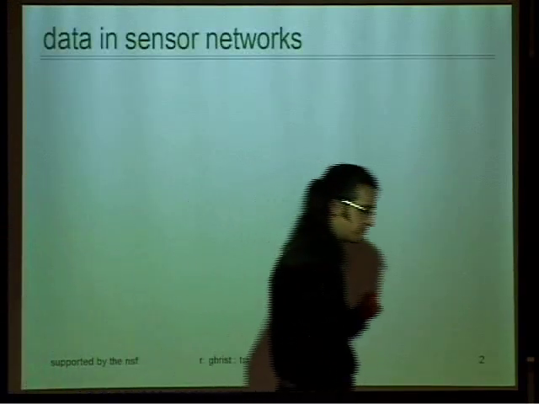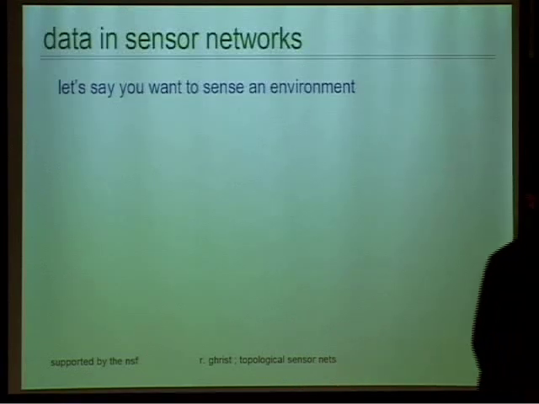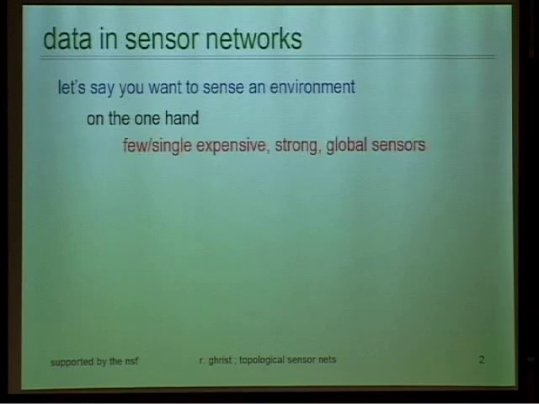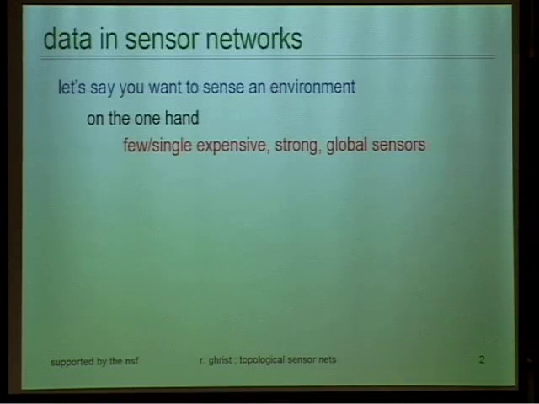So in particular, let's say that you've got an environment that you want to sense, you want to get information about an environment. There are different ways that you could go about doing this. On the one hand, and something that is very much done in many examples, is we develop some very sophisticated sensors. Say we get a camera and we take pictures of an environment. That's a very, very sophisticated sensor. You can't afford a lot of high quality cameras. And the data that you get out of that is very complex and very precise.